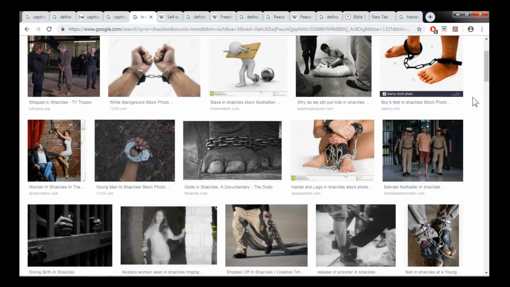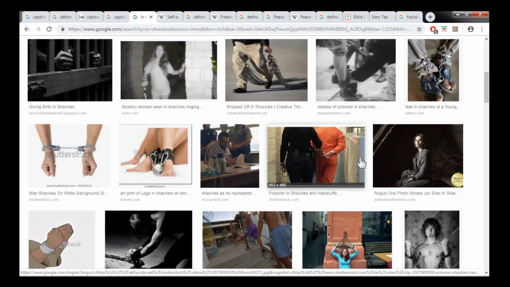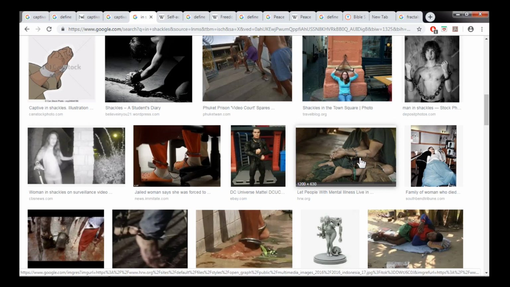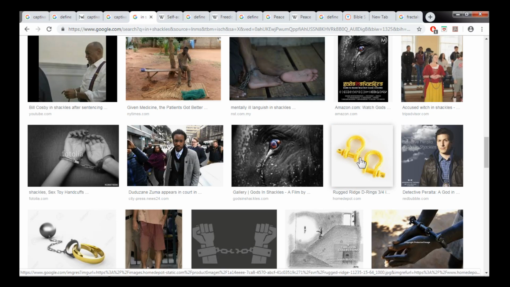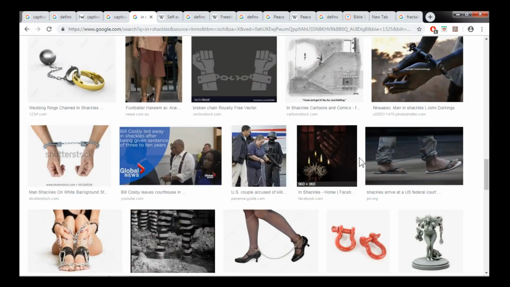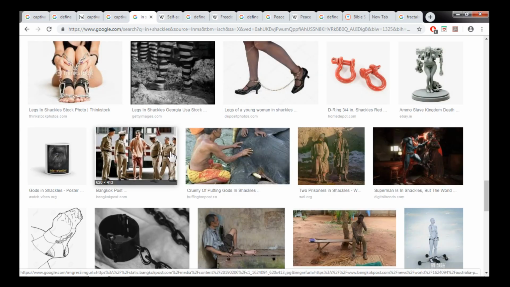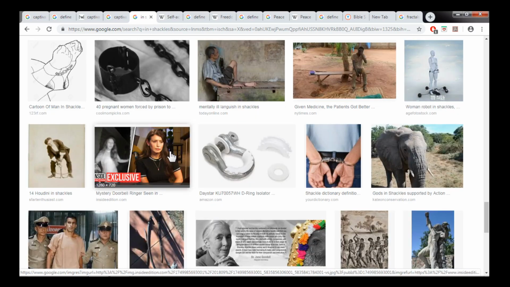And you're like, no, I'm not. No, I'm not. No, I'm not. No, I'm the most free, and I fight for the ones that aren't free. And this, and that. Bill Cosby led away in shackles after being given a sentence of 3 to 10 years. And he's already 88 some years old or whatever. So they basically gave him a death sentence.